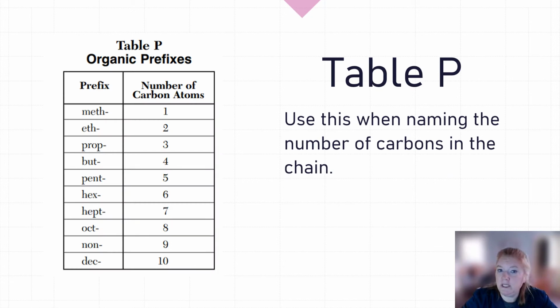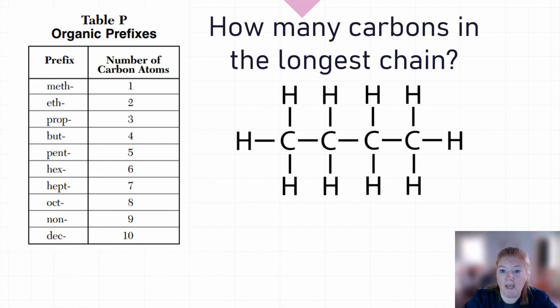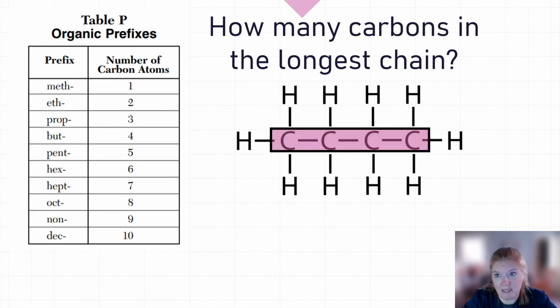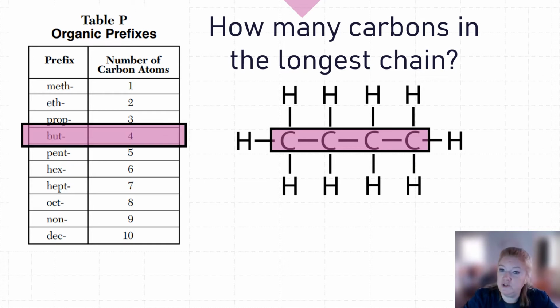All right, we use table P when we are naming the number of carbons in the chain, okay? How many carbons are in the longest chain? So look for the carbons. Are they all connected to each other? Right there. So how many? Count them. 1, 2, 3, 4. So we use the prefix "but" to describe that.